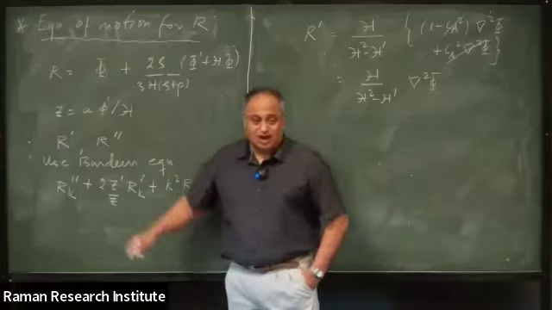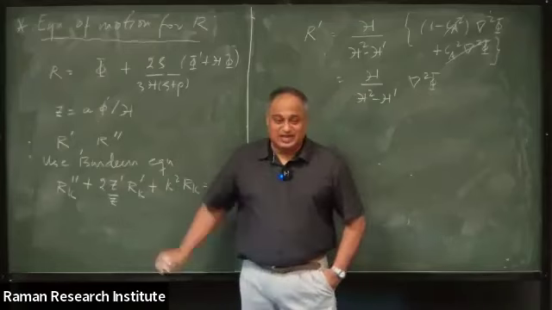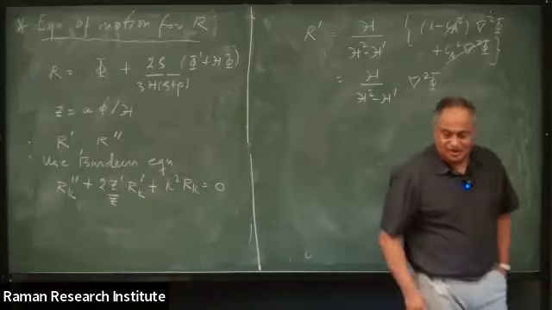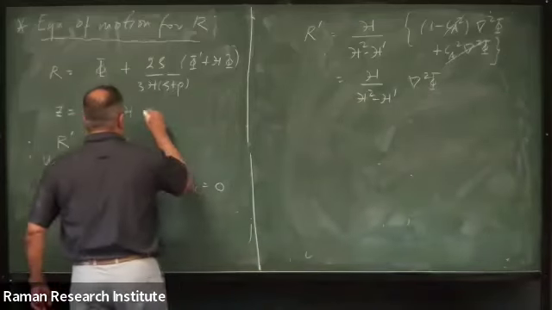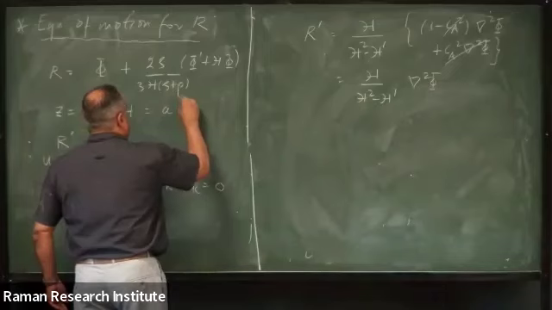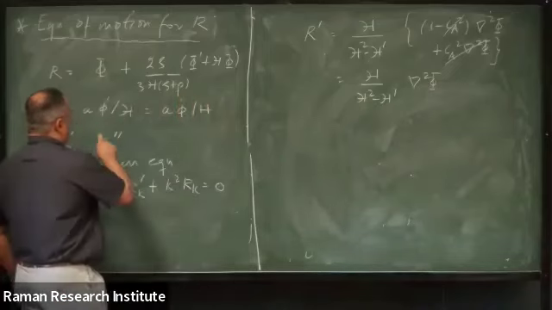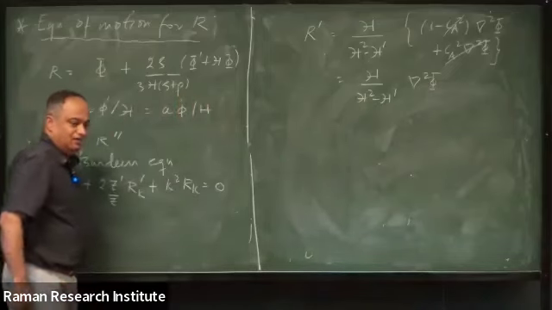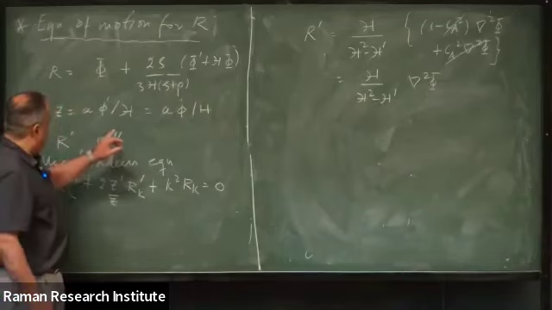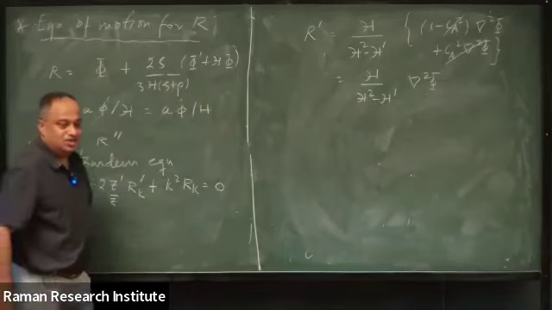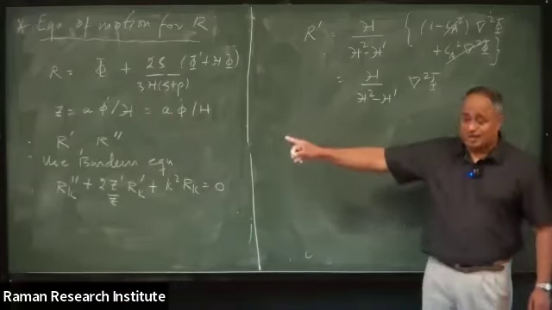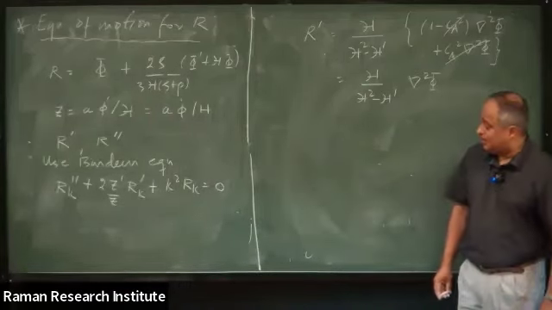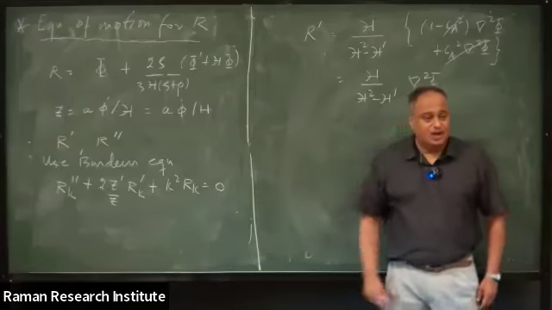So you have defined R, and for convenience, you define z. And I should mention that this is equal to also a phi dot by H. Phi prime is a phi dot, and script H is a capital H, and therefore it is a phi dot by H. Remember that. And that's all there is to it.